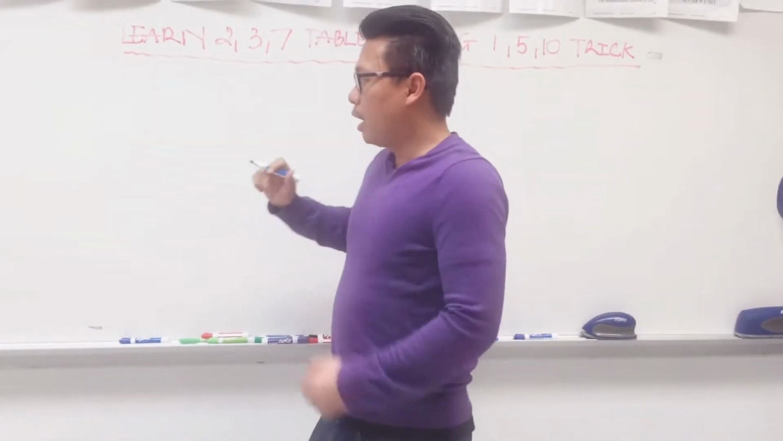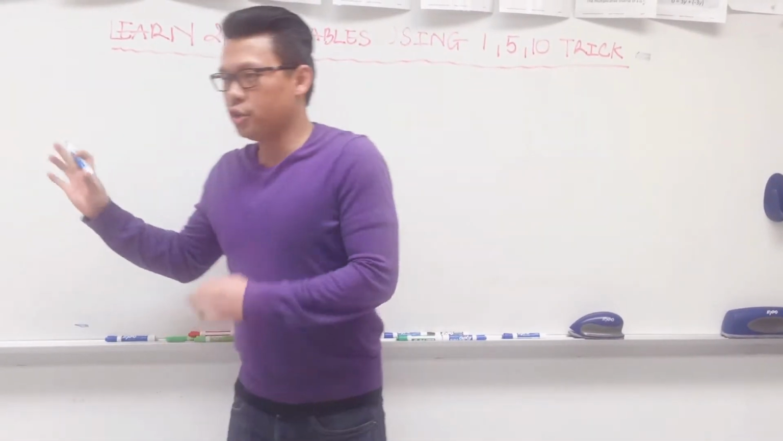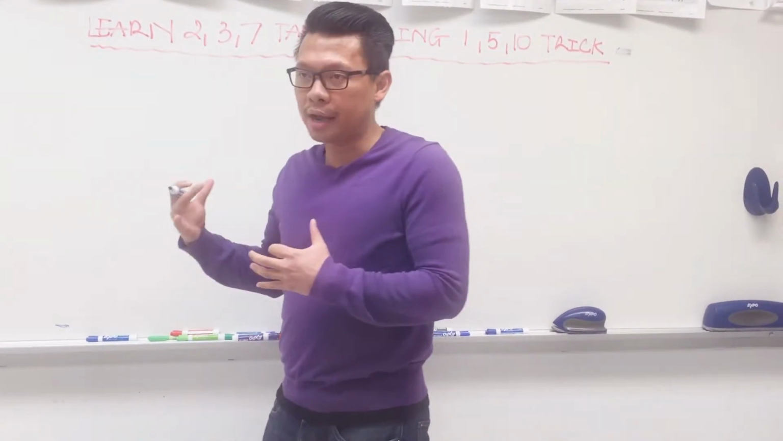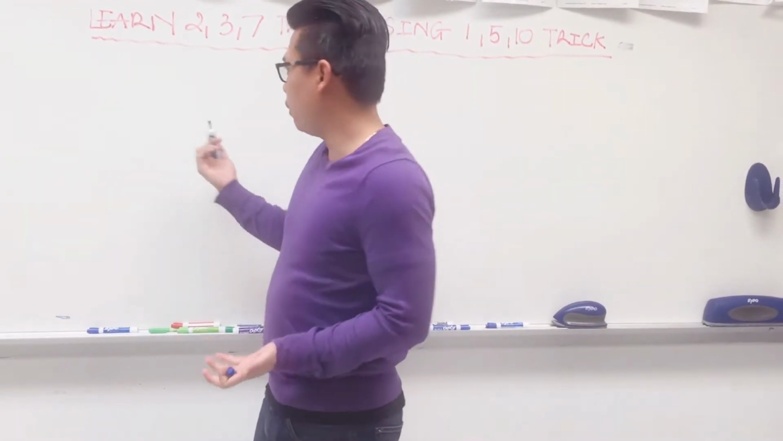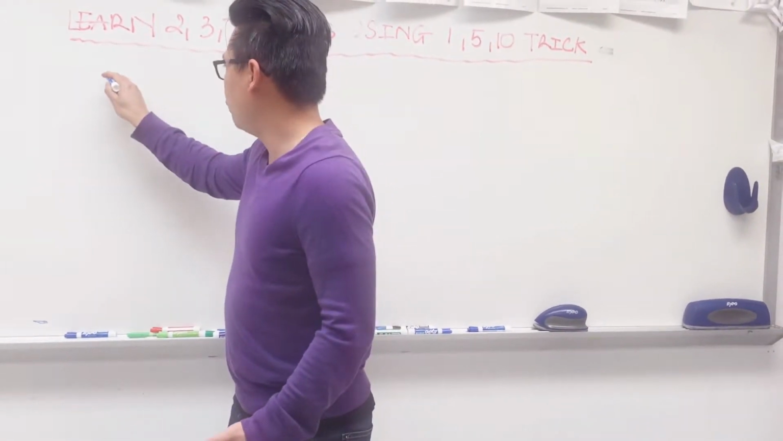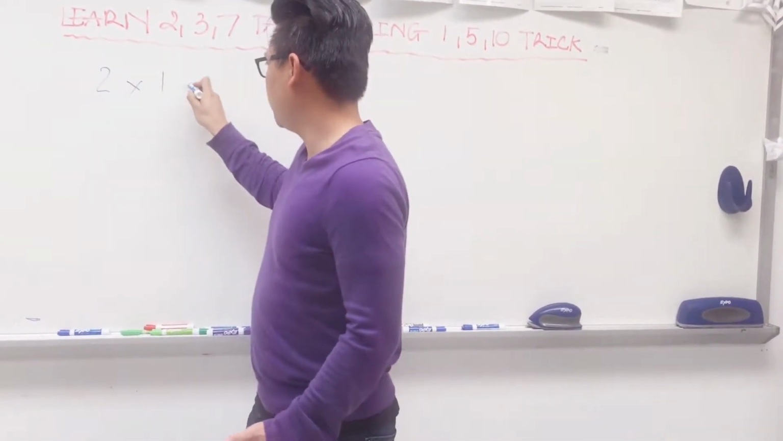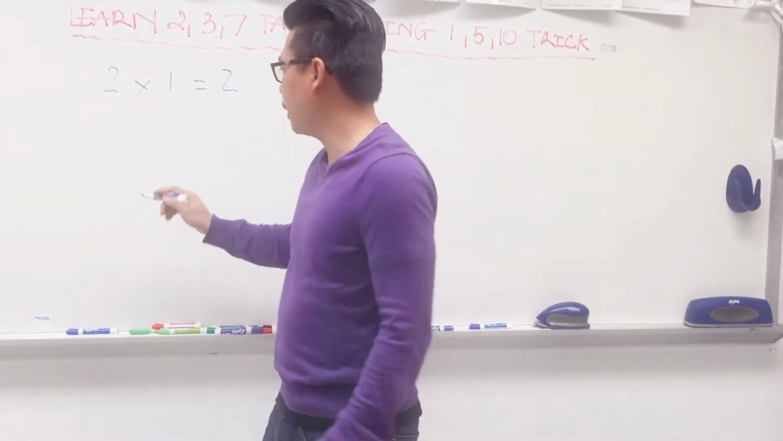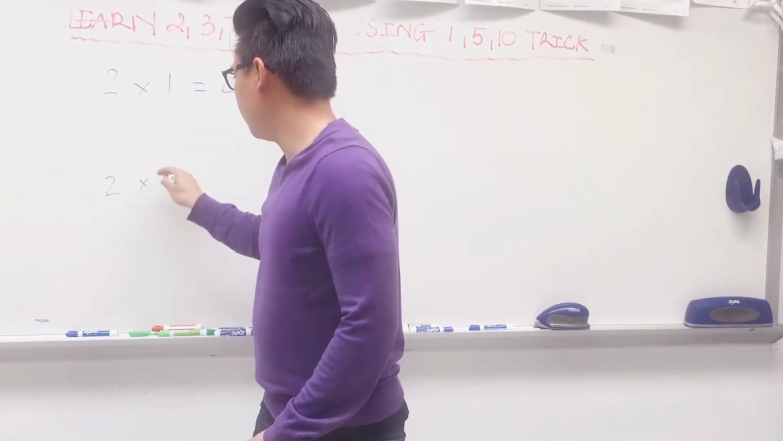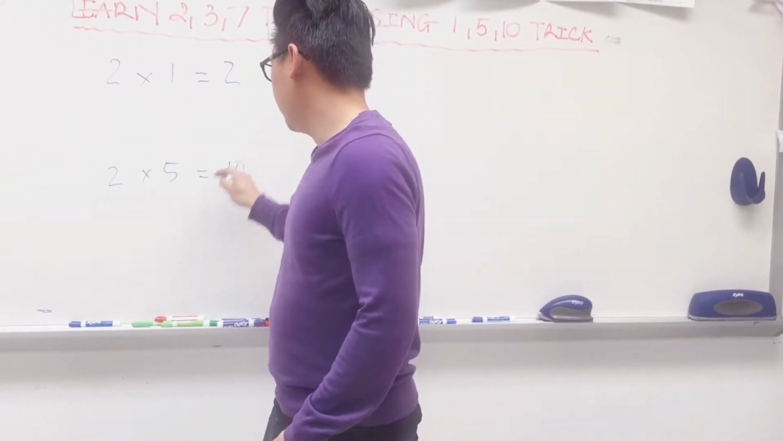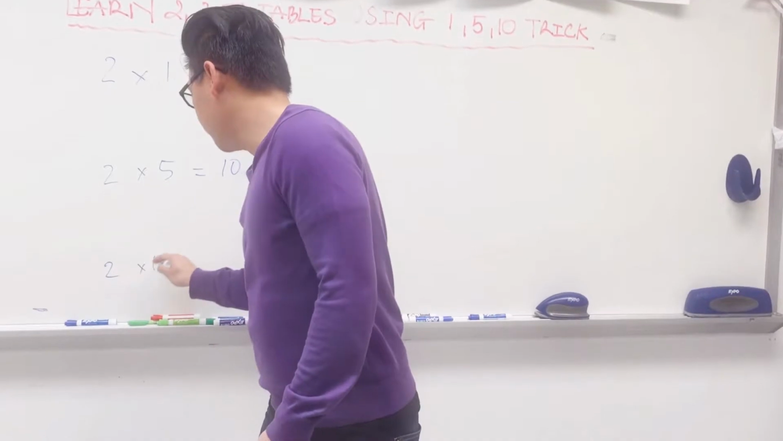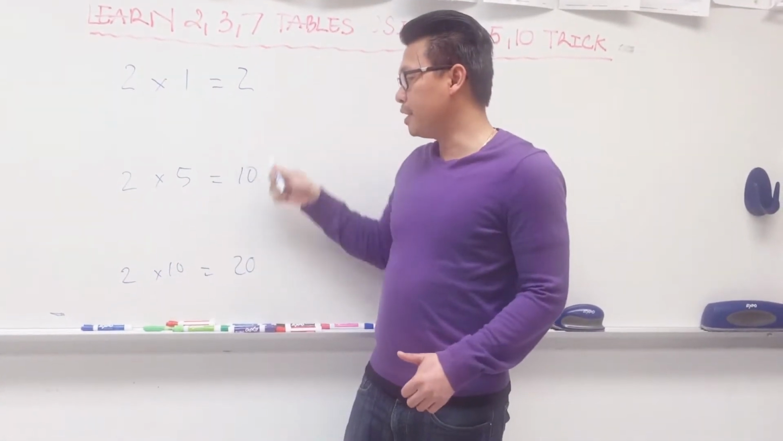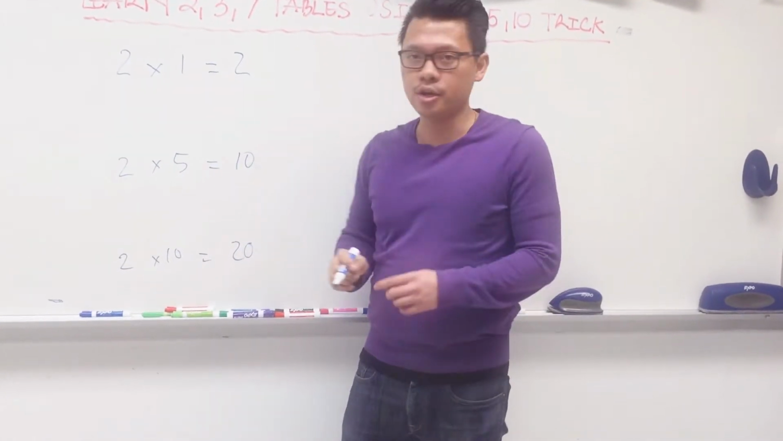So first of all, before I teach my student multiply and skip count, I usually ask them to memorize the 1, 5, 10 tricks. For example, for the 2 table, you would do 2 times 1 is 2. You have to write it down on the paper so your student can follow, okay? And then you write 2 times 5 equal to 10. Then 2 times 10 equal to 20. And make sure your student has to memorize these three equations here, okay?